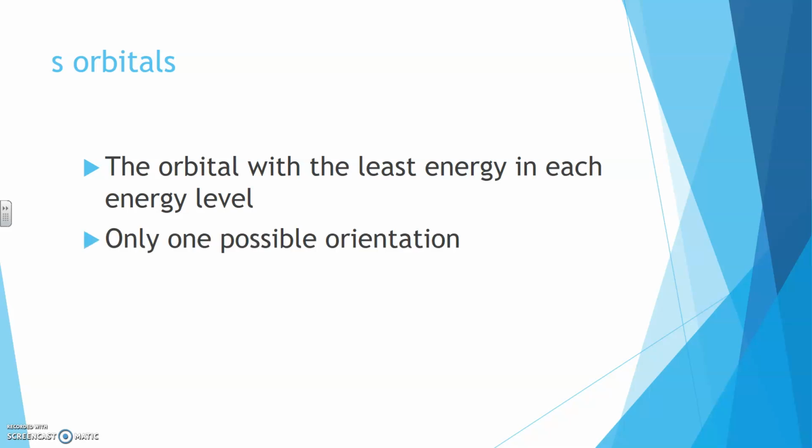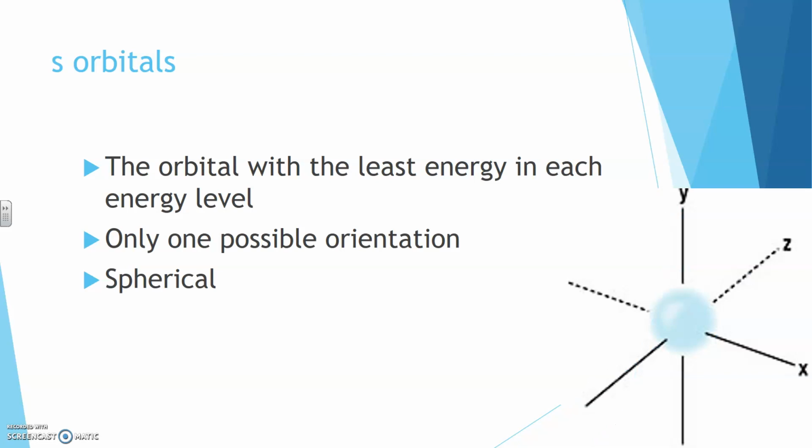S orbitals only have one possible orientation, and it's pretty easy, because they are spherical. This is what they look like. When I say possible orientation, this is talking about 3D orientation around an origin. So we have our X, Y, and Z axes. The Z just means that it's in 3D. X and Y are used, and then Z is just perpendicular to both of them.